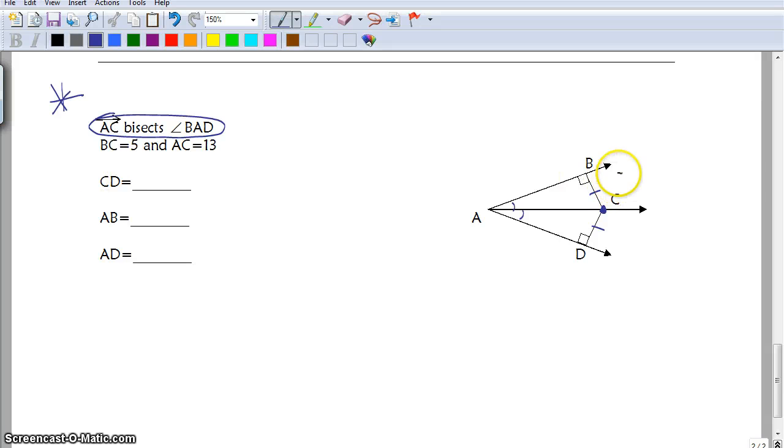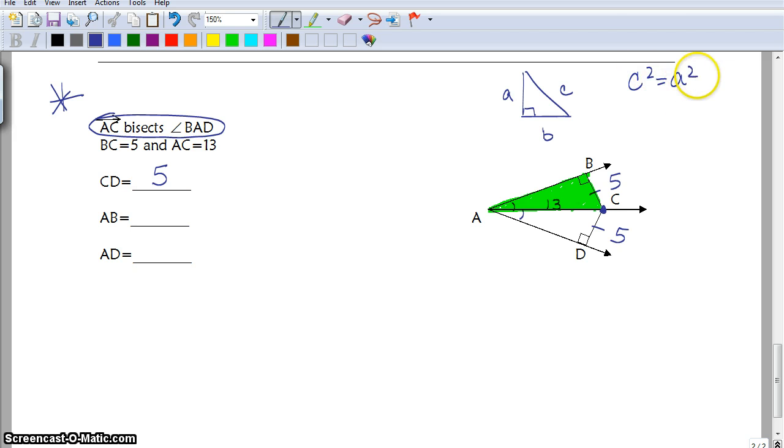So then they tell me that BC is 5, and then they tell me that AC is 13. Well, first of all, if BC is 5, so is DC. And so that I can find right away, 5. And then it asks me for AB and AD, which is the tricky part. However, guys, we have a right triangle here. And you guys learned in chapter 1 that in a right triangle, we can always use the Pythagorean theorem to solve. C squared equals A squared plus B squared. So I'm going to do exactly that.